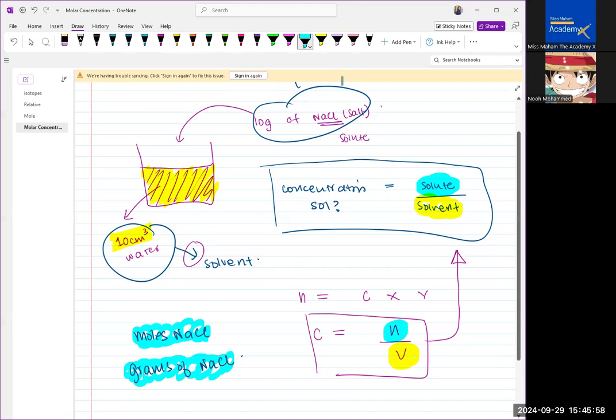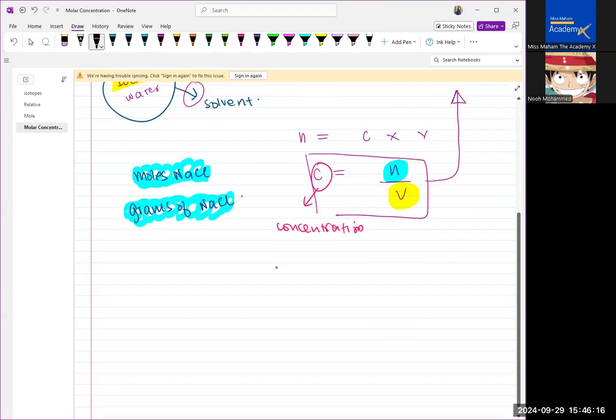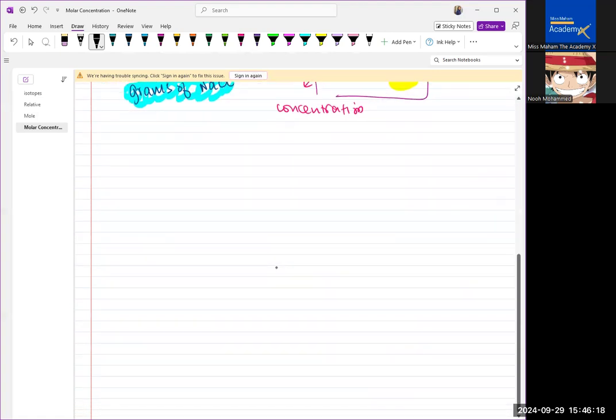Okay, so n here means moles. So moles over the volume gives us concentration. Say it. Okay. Now on to notes.